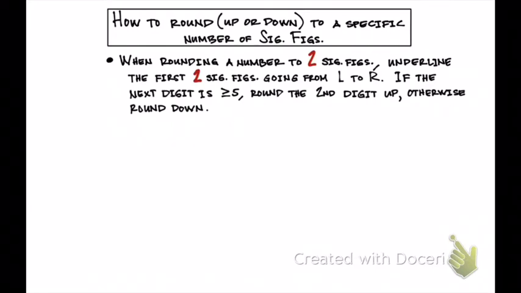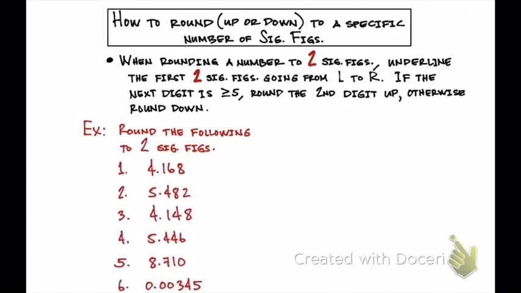When rounding a number to, let's say, 2 significant figures, underline the first 2 significant figures going from left to right. If the next digit is greater or equal to 5, then round the second digit up, otherwise round down. Okay? So let's look at some examples here. Round the following to 2 significant figures. Here are the numbers. So the first one is 4.168. How do you round this to 2 significant digits?